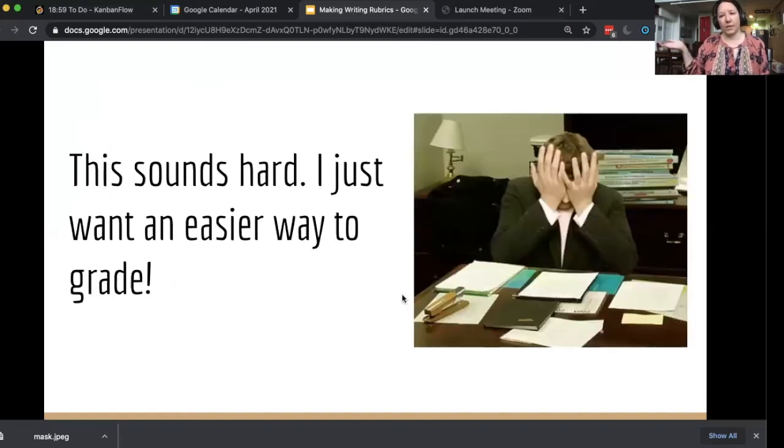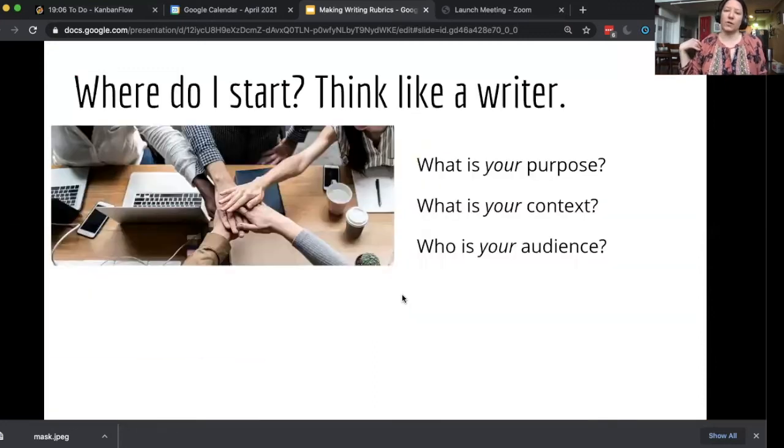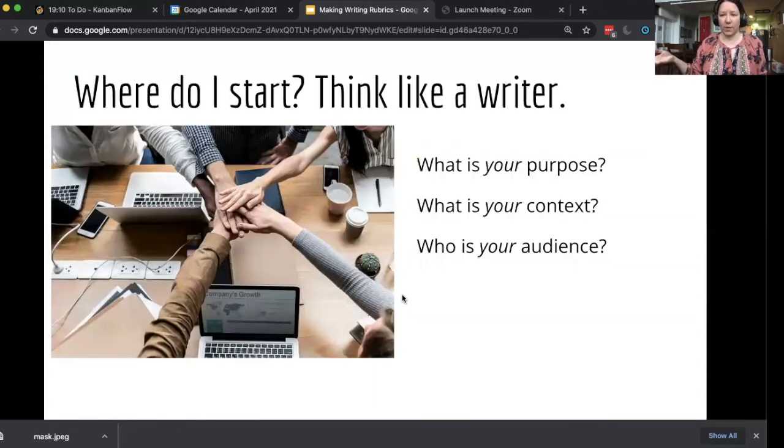So all of this might sound very complicated, and maybe you thought rubrics would just be a really easy way to grade in your classroom. But I'm going to talk you through some things to do when you're thinking about making a rubric. And I think here, you as a teacher, you're also a writer, and you're a writer as a teacher. So think through like you would any other writing project when you're writing a rubric.